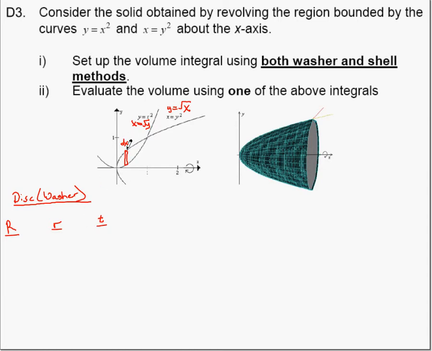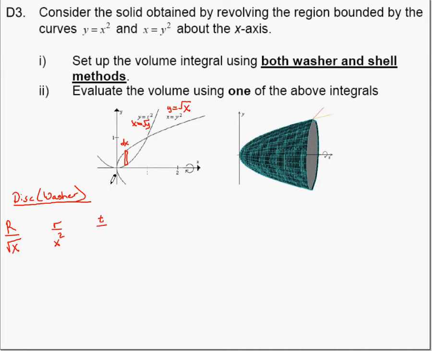So for dx then, we need everything in terms of x. So the top of the rectangle is this curve, which is y equals root x. So this is root x. The bottom of the rectangle is y equals x squared, so this is x squared.